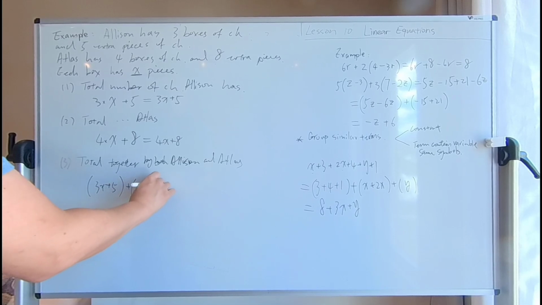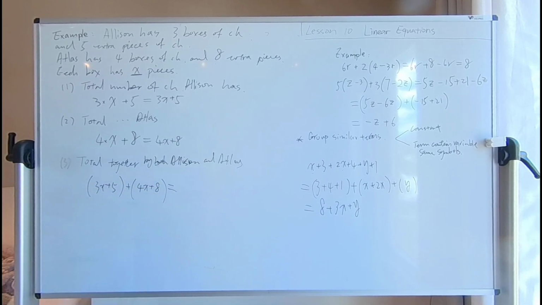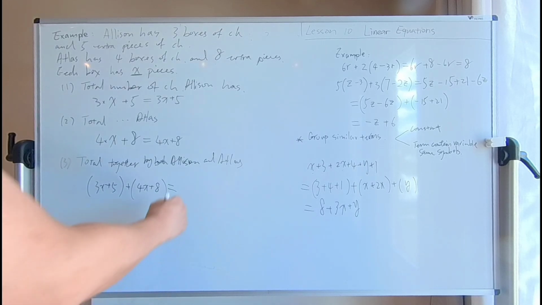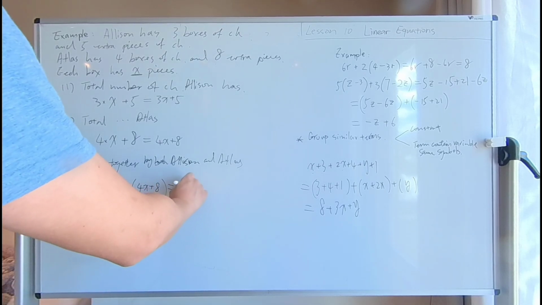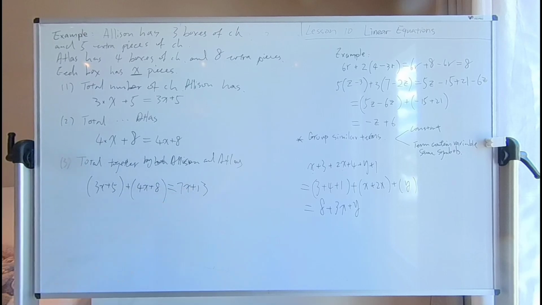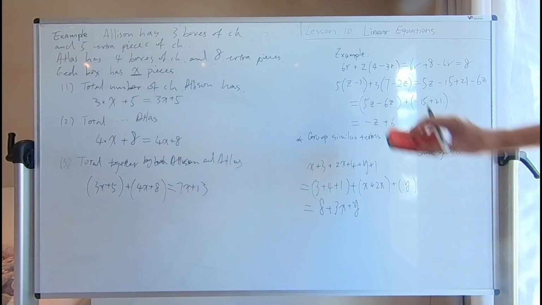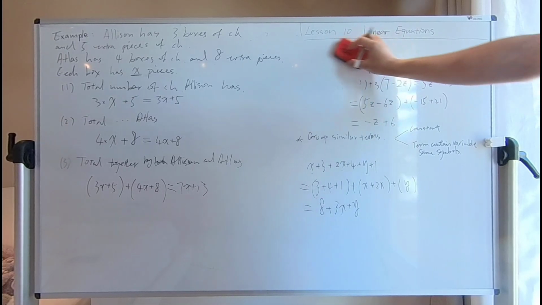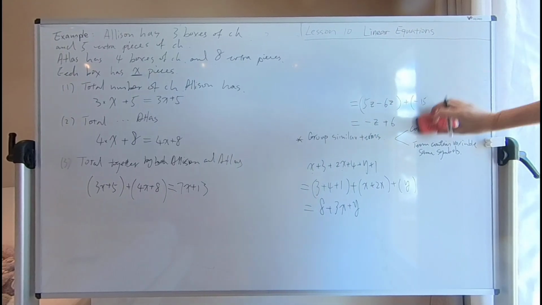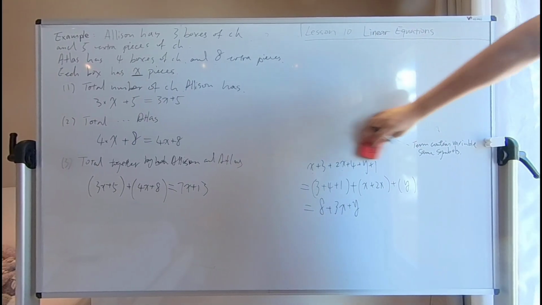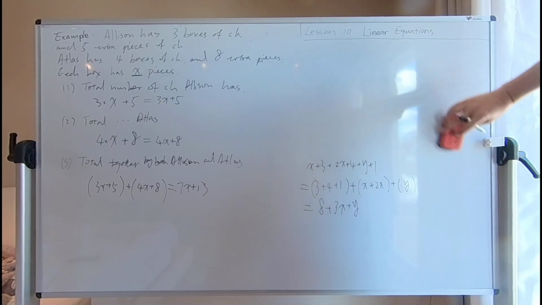And then see if there's anywhere I can simplify that. Yes, I can group the similar terms. So I have 7x and 13 extra pieces. And that's it. So we stop here, as this example was just to demonstrate the word problem in terms of expressions with terms.